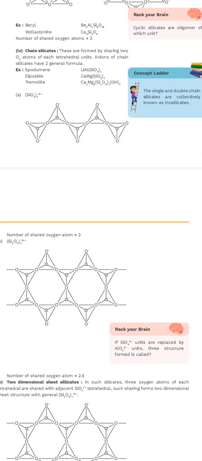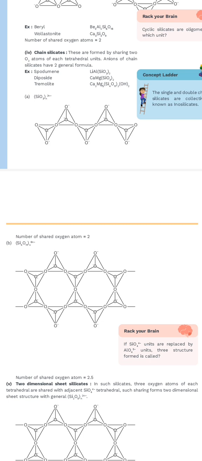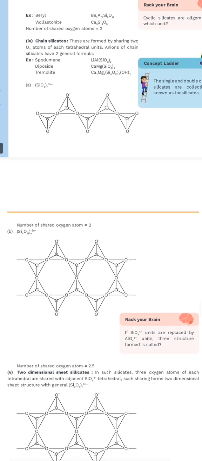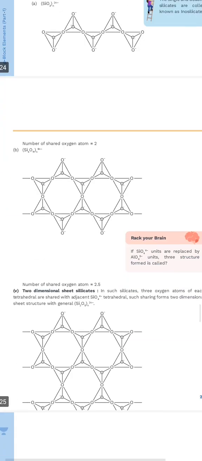Next is chain silicates. These are formed by sharing two oxygen atoms of each tetrahedral unit. Anions of chain silicates have two general formulas. Spodumene, diopside and tremolite are examples of this type of silicates. This is the structure of chain silicates.